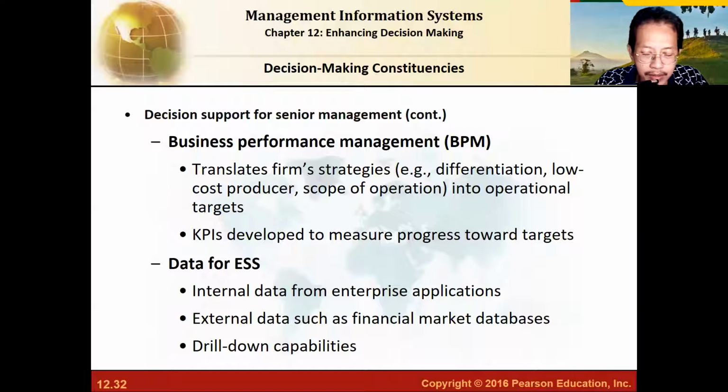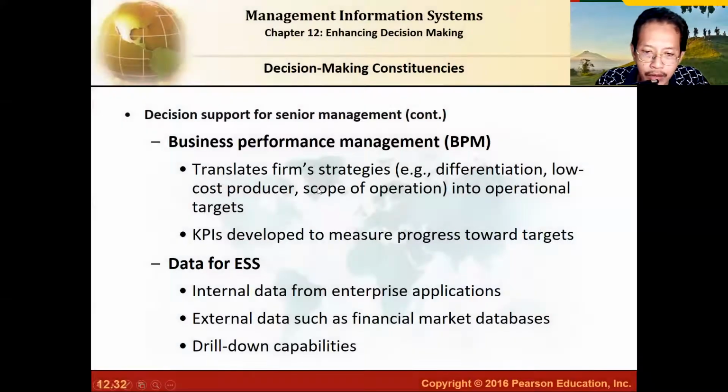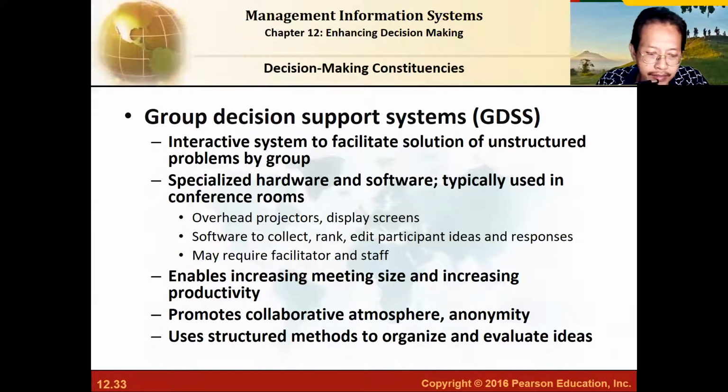Another perspective is on business performance management. So this is about also using key performance indicators to find out the performance of a company, not necessarily using the balanced scorecard, but using other variables. And then talking about the data for the executive support system, it could come from internal data from inside the company. It might come from outside of the company, or you might be drilling down, trying to find out more and more about a specific variable that the company has.